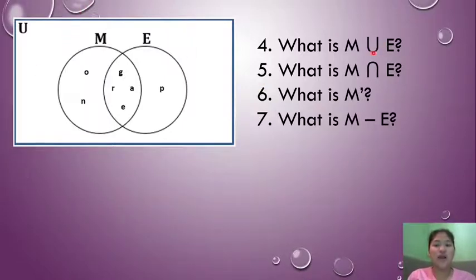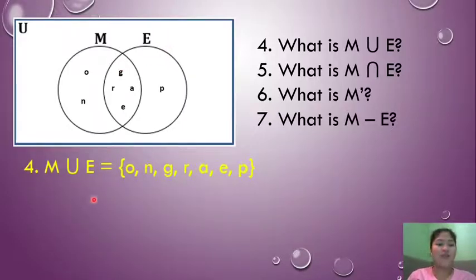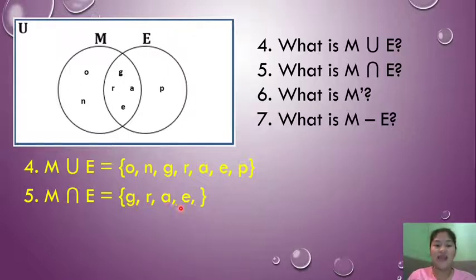So as we all know, union means combining the elements of the two given sets. So if we combine the elements of M and the elements of E, we will get this answer. M union E is equal to O, N, G, R, A, E, and P. How about for number 5? M intersection E. Again, intersection means the common elements between the two sets. And what are the common elements here? Correct. So the M intersection E is G, R, A, and E.